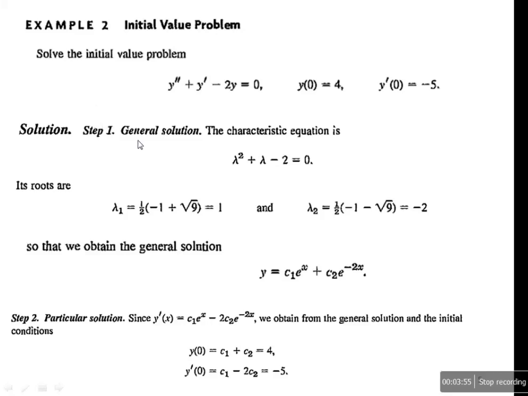Solution, step 1: general solution. Now we have the characteristic equation, lambda squared plus lambda minus 2 equals 0. We have found this from the original equation.